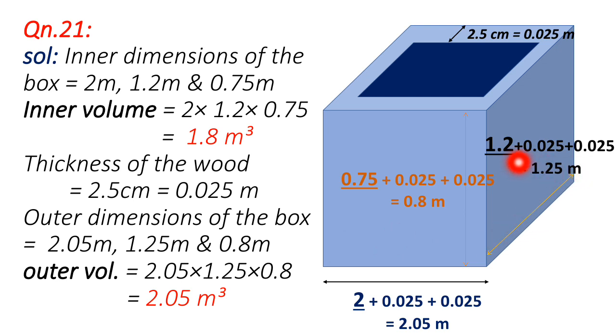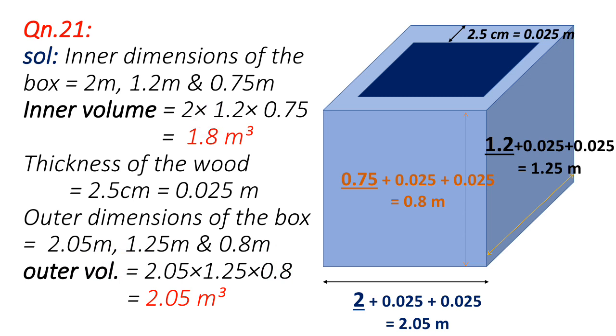See here, 1.2 plus 0.025 plus 0.025, so we have 1.25 meter, and 0.75 is given, and it is added with 0.025 plus 0.025, it will be 0.8 meter. So now we have the outer dimensions of the box: 2.05, 1.25 and 0.8 meter, correct. We can calculate the outer volume by multiplying those. The outer volume is 2.05 into 1.25 into 0.8, it gives 2.05 meter cube. So now we have the outer volume and we have the inner volume.